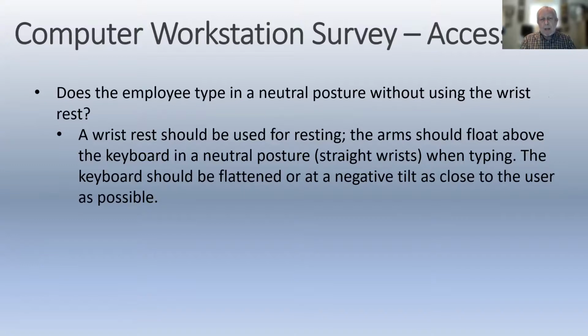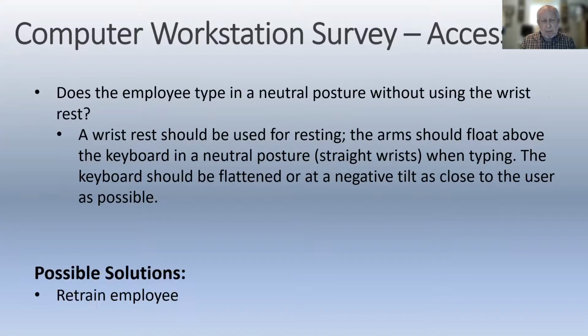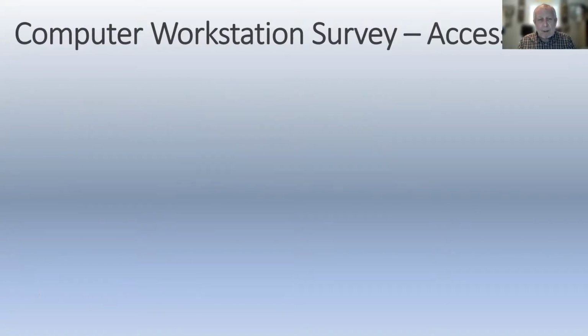Does the employee type in a neutral posture without using the wrist rest? A wrist rest should be used for resting. The arm should float above the keyboard in a neutral position, straight wrist when typing. Keyboard should be flattened or at a negative tilt as close to the user as possible. Key possible solution there: retrain the employee.